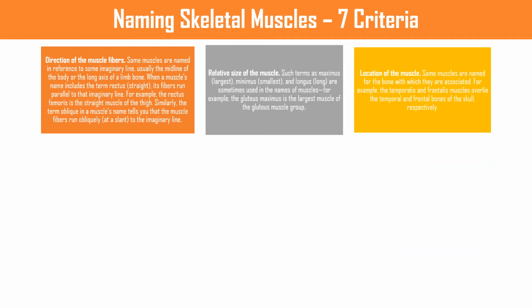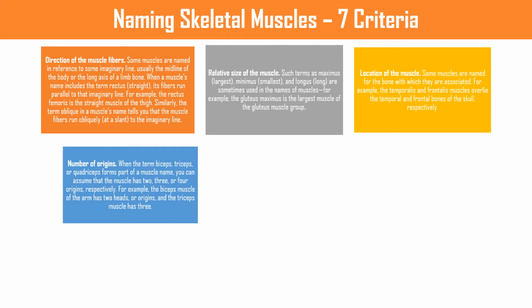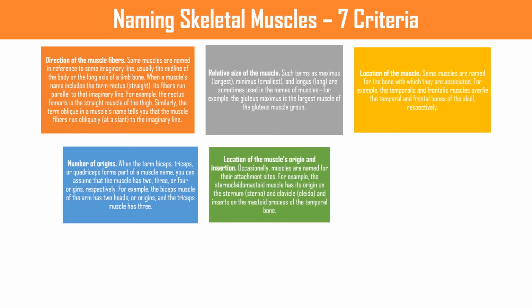The third is location of muscles. Some muscles are named for the bone with which they are associated. For example, temporalis or frontalis muscles overlie the temporal or frontal bone of the skull, respectively. Then we have number of origins. When the term biceps, triceps, or quadriceps forms part of the muscle name, you can assume that muscle has two, three, or four origins, respectively. For example, the biceps muscle of the arm has two heads or origins and the triceps muscle has three.